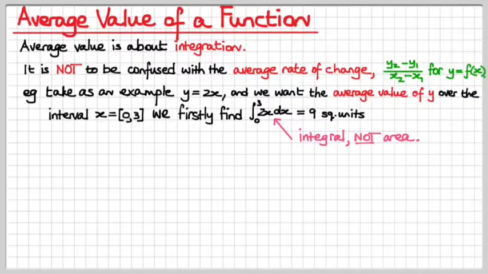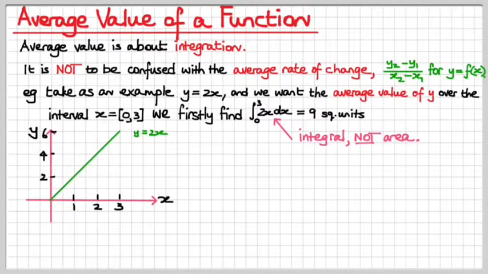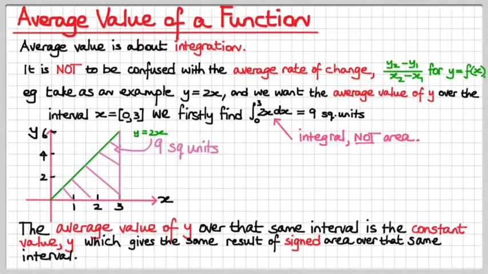In this case it doesn't matter because the function is above the x-axis for the whole of the interval over which we are integrating it. But I just need to put that caveat in because it's going to come up later in another example I will show you. So there's the function, yes? And we get 9 square units of area, well, signed area, but it's just the same as area in this case, for the interval 0 to 3, okay?